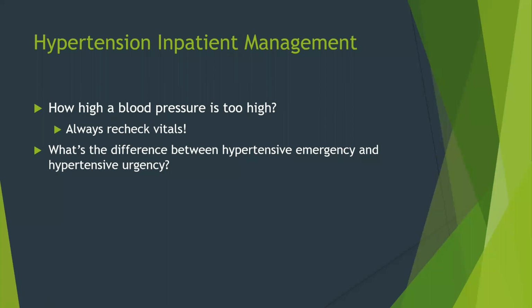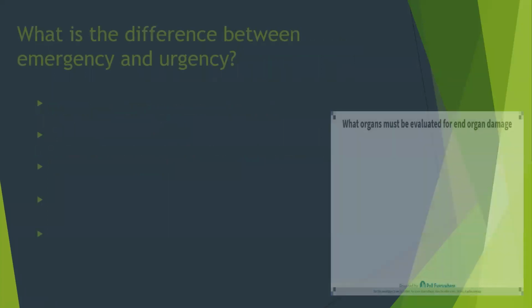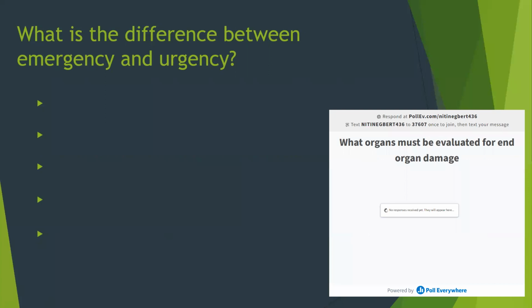So follow-up, and this is our initial question where I'll let you join the Poll Everywhere. What is the difference between emergency and urgency? What organs should we evaluate for end organ damage? We get a high blood pressure, quote unquote high, it's anything above 160, and the patient is reporting symptoms. What symptoms are we worried about? What organs are we trying to evaluate for damage? So take some time. If you can see this, it's pollev.com/Nitin Egbert 436.